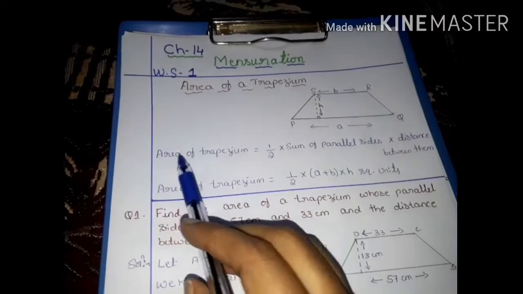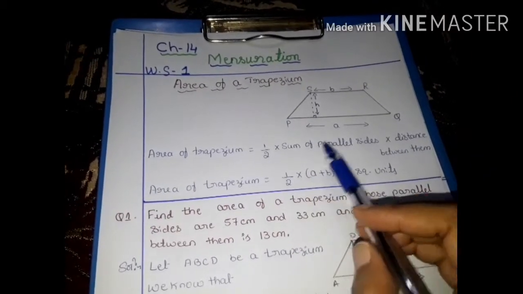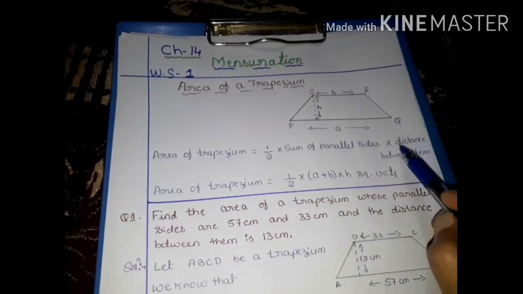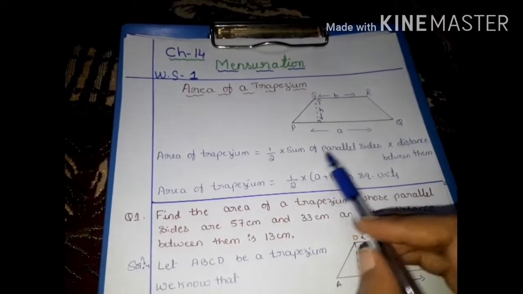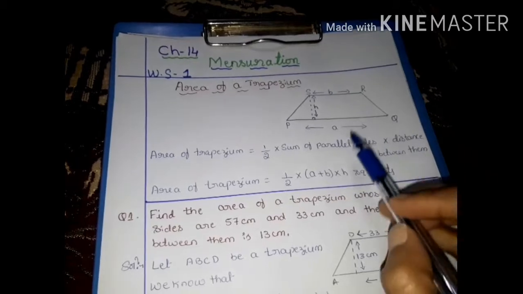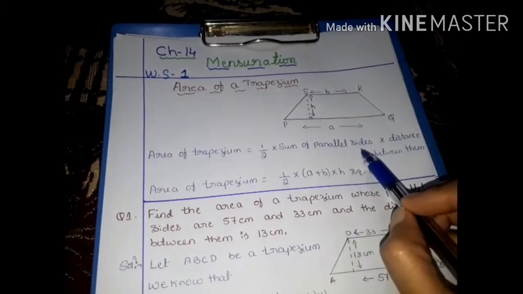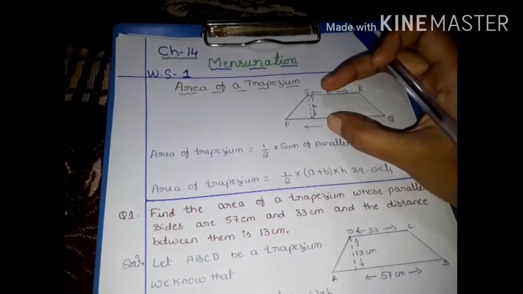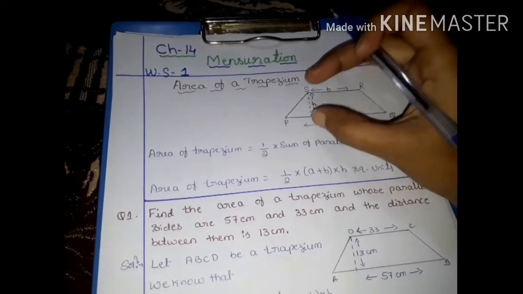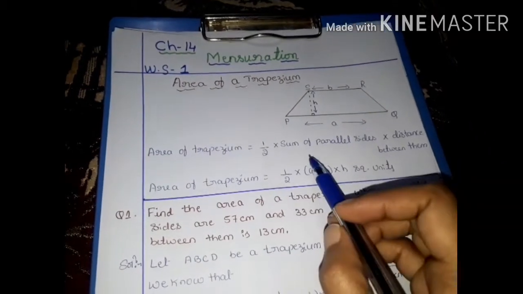To find the area of a trapezium, the formula is half into the sum of parallel sides into the distance between them. Here the parallel sides we took as A and B. The sum of parallel sides is nothing but A plus B, into the distance between them. The distance between the two parallel sides is nothing but the height, into height will give the area of a trapezium.